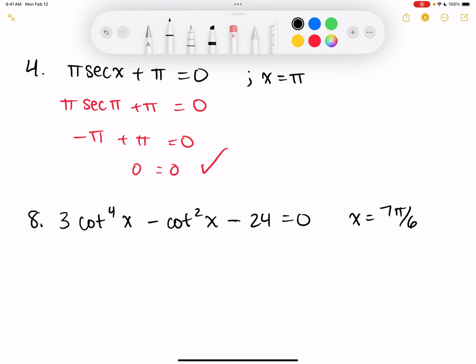All right, so I'm going to initially just plug in 7 pi over 6, and then I'm going to talk through how I'm going to go about actually doing this. So 3 times the cotangent raised to the 4th of 7 pi over 6 minus cotangent squared of 7 pi over 6 minus 24 equals 0.